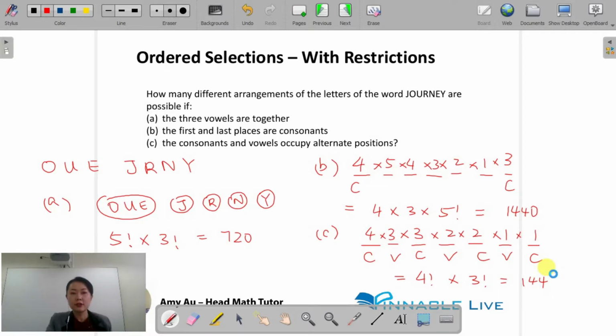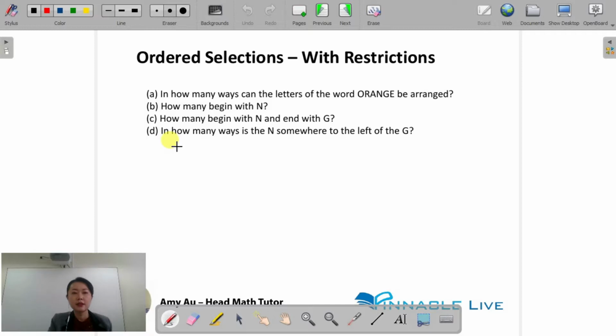Alright, so let's take a look at another one. So in how many ways can the letters of orange be arranged? Okay, so that's suggesting there are no restrictions to just how many ways you can arrange the letters. So it means you have to use all of them. So 1, 2, 3, 4, 5, 6. So there are 6 letters in this.